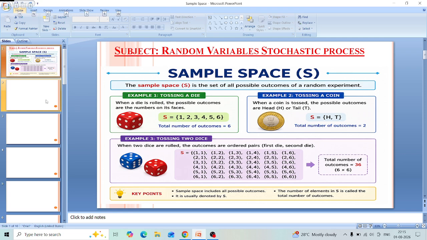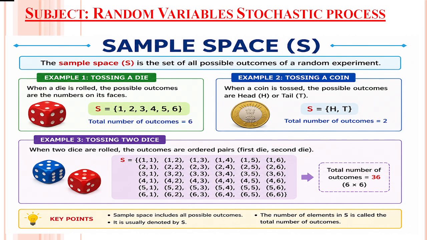I'll explain about sample space. Sample space means the set of all possible outcomes in an experiment is called sample space. The set of all possible outcomes in an experiment.